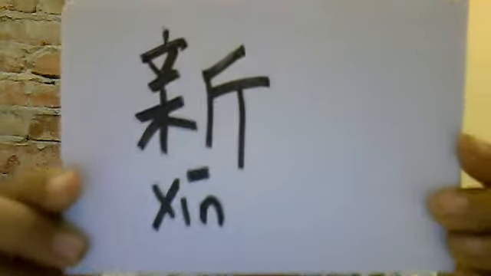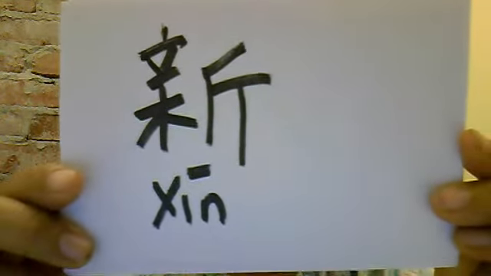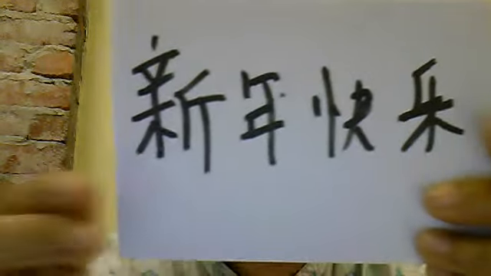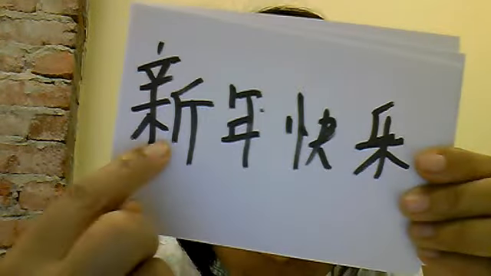So the next character is 新, X-I-N, first tone, and 新 is new, and you'll see this word all over Chinatown because people like new things. And you also see it specifically as 新年快乐, Happy New Year. So new year, happy. I hope I wrote that right. And you can use new just the way you use it in English, new as in not old.